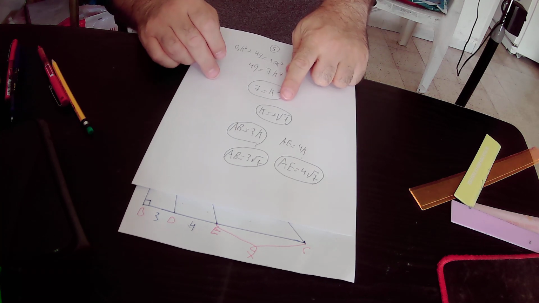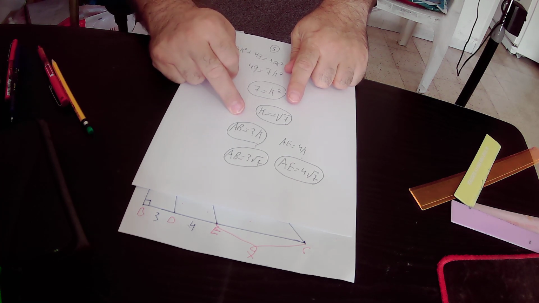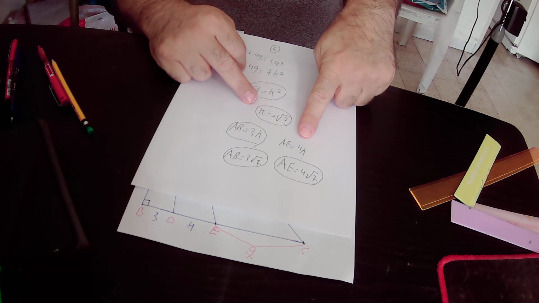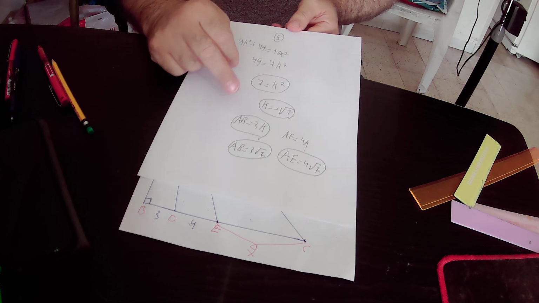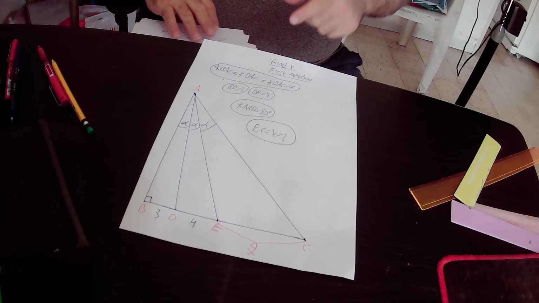So if K equals root 7, and we have the equalities AB equals 3K and AE equals 4K, we can place the value of K inside these equalities. We found out that AB equals 3 times root 7, and AE equals 4 times root 7. So we have the value of AB and AE. Then we focused on the right triangle ABC.